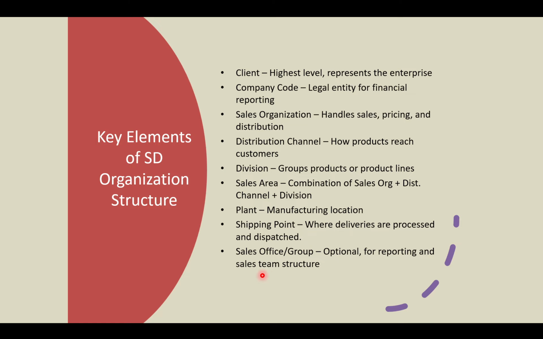And sales office and sales group are purely optional, just for reporting. For sales office, we have branches, right? So we have a group of people who will be involved in sales. It's like a sales team structure, so it's completely optional and purely for reporting purposes only.